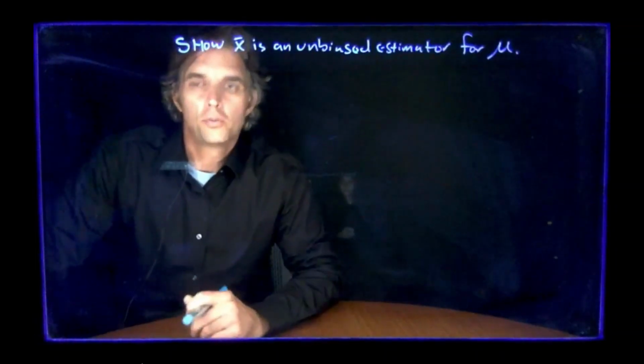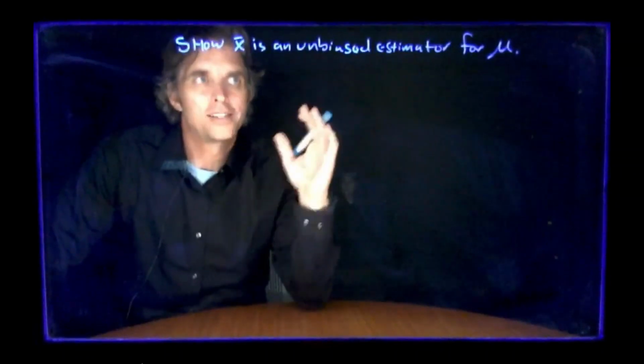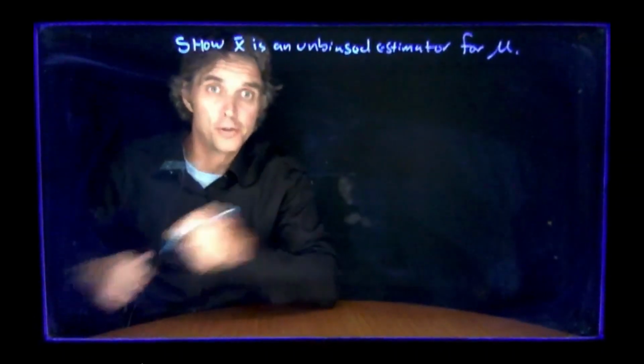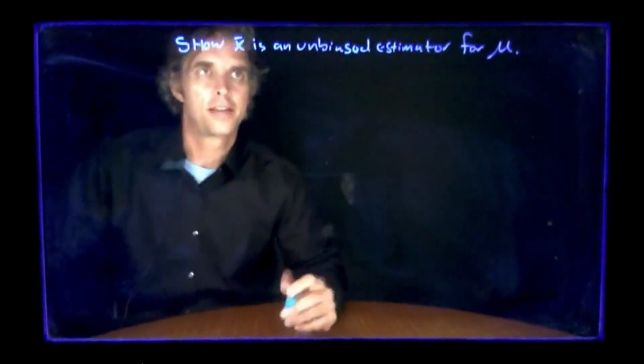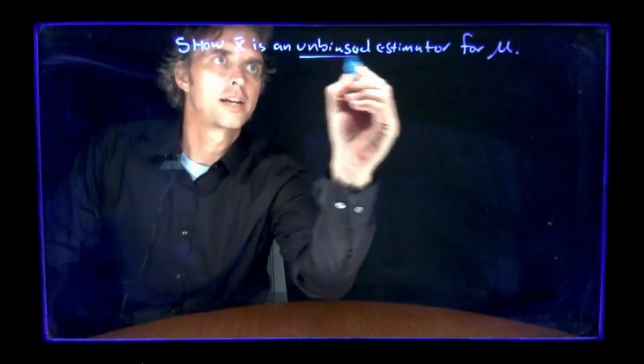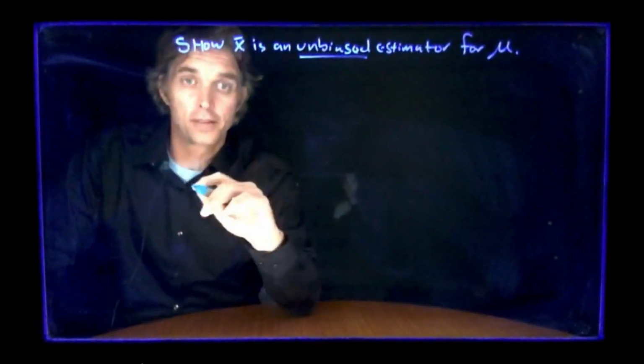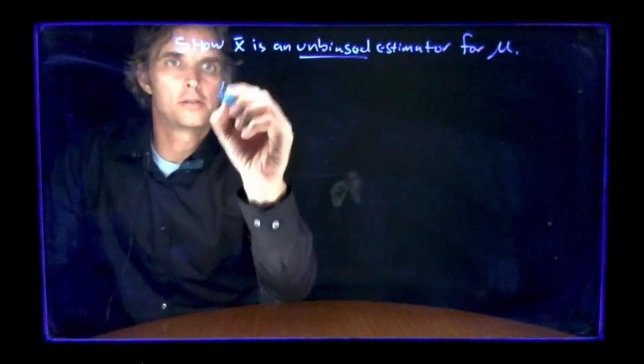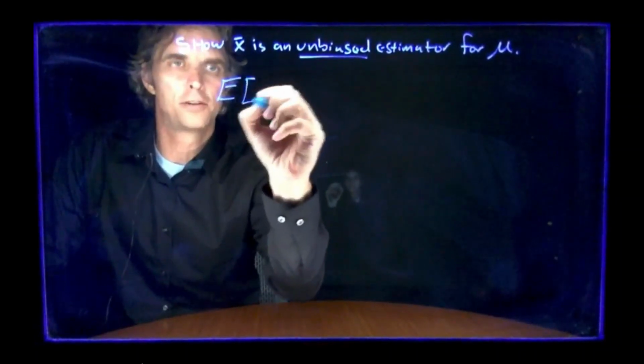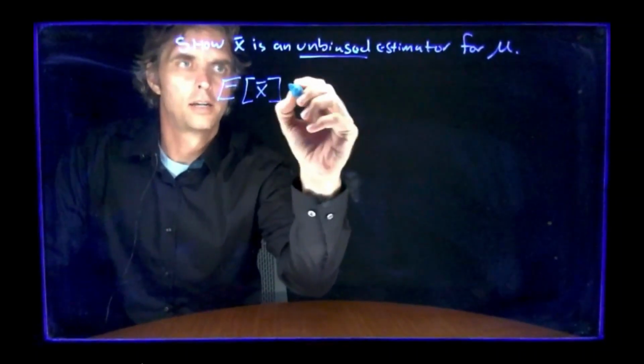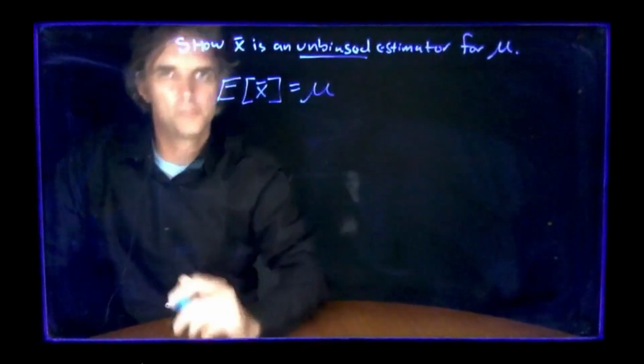In this video, we are going to show that X bar is an unbiased estimator for mu. Let's jump in and see exactly how that works. So the key here is let's check out how it's unbiased. We need to start off with that definition. What we'd really like to do is show that the expected value of X bar equals exactly mu.